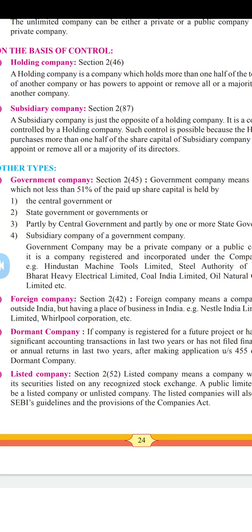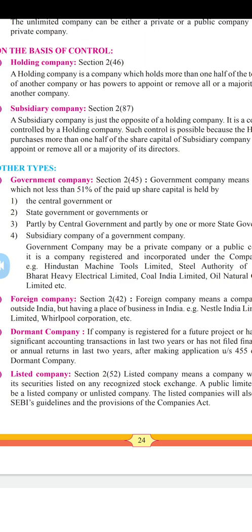Then third is dormant company. If a company is registered for a future project or has not made any significant accounting transaction in the last 2 years, or has not filed financial statements or annual returns in the last 2 years, then after making an application under section 455, it can be called a dormant company.